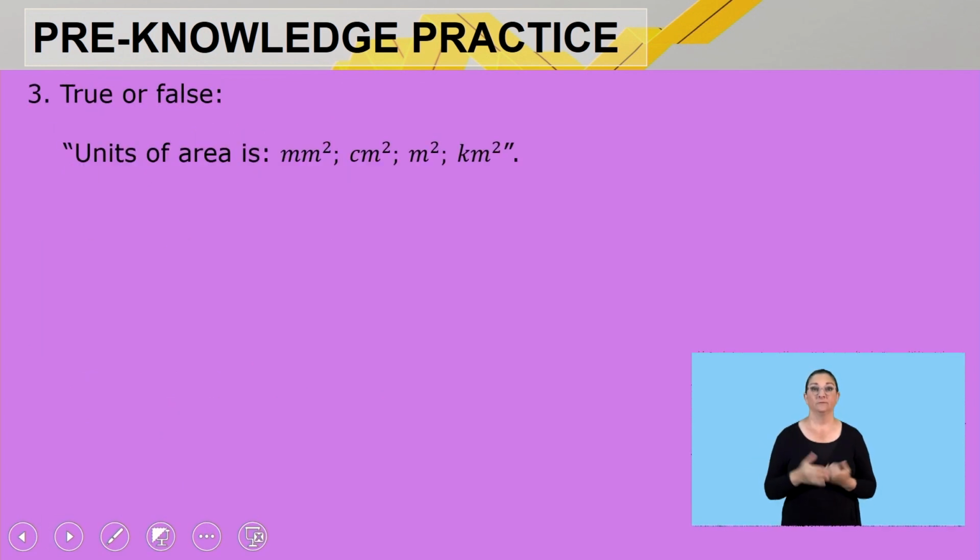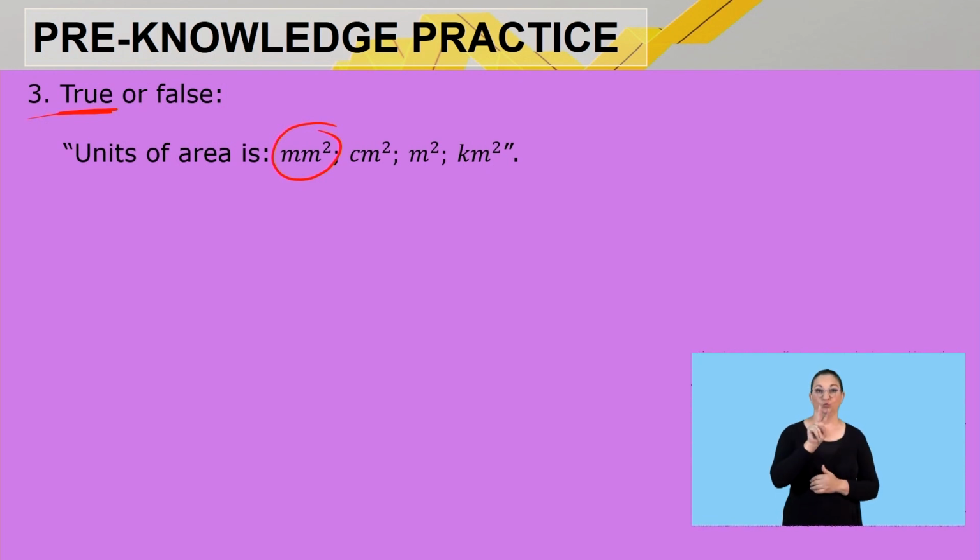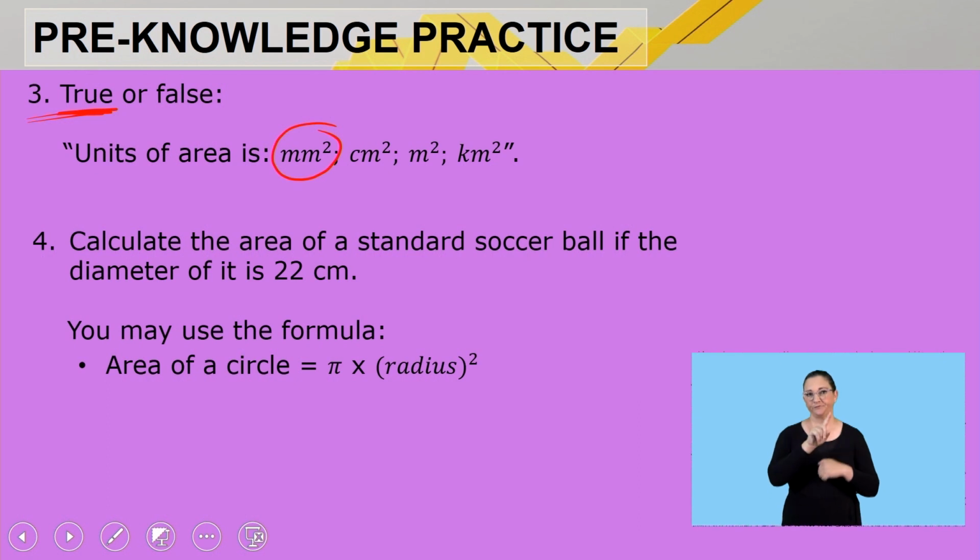So in question number 3, we are asking whether the following statement is true or false. Units of area are, for example, millimeters squared, centimeters squared, meters squared, square kilometers, right? In this case, that's definitely true. Area is two-dimensional, and when, for example, we calculate the area of a rectangle, we say it's length times breadth. Can you see the 2 dimensions we are referring to, making this statement true? Okay, let's look at one last question.